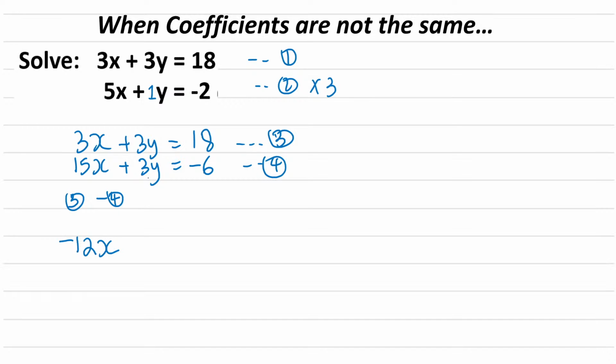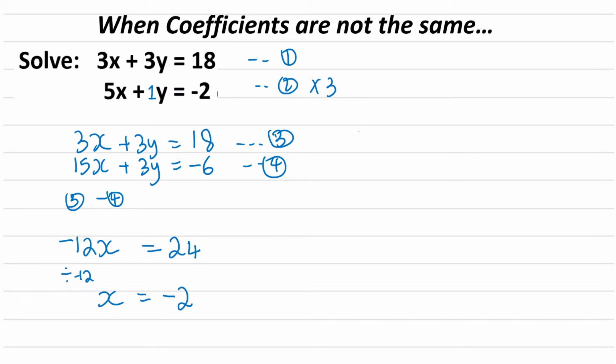3y take away 3y. That is 0. And this is going to be equal to 18 take away negative 6. That is going to give me plus 6. So now I have 18 plus 6, which is 24. I need to divide by negative 12 both sides. So now I have x equals to negative 2.